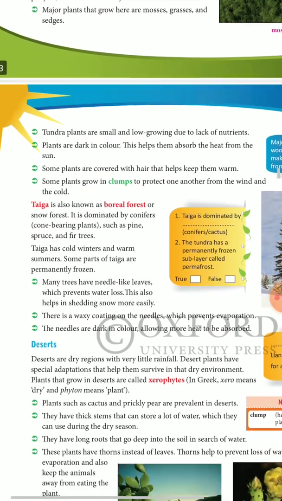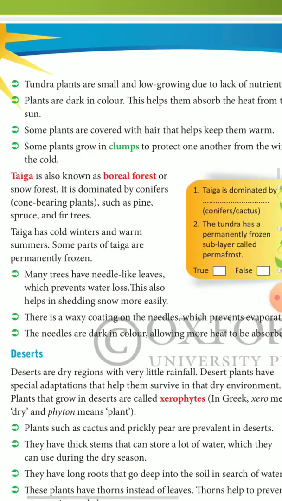Now here is the first adaptation that the plants will have. Many trees have needle-like leaves. Here, as I told you, it snows many times. So what happens if the leaves are broad? The plant will not be able to survive in that place. So to survive there, the leaves are modified into needle-like structures. With this, the snow can slide down, and it prevents the loss of water also. You have done the process of transpiration in standard four, right?